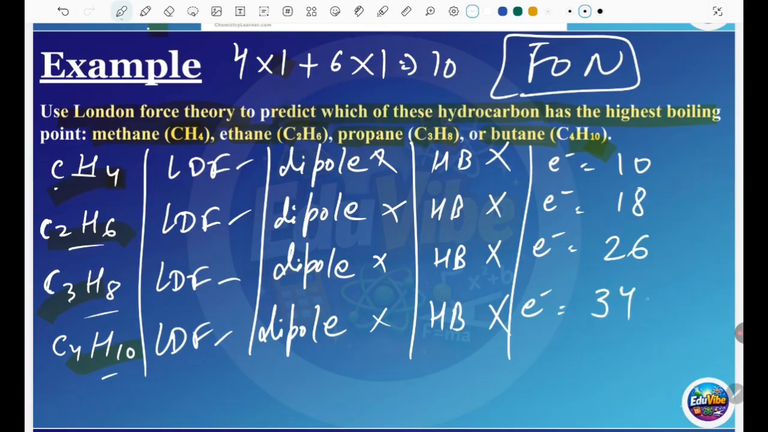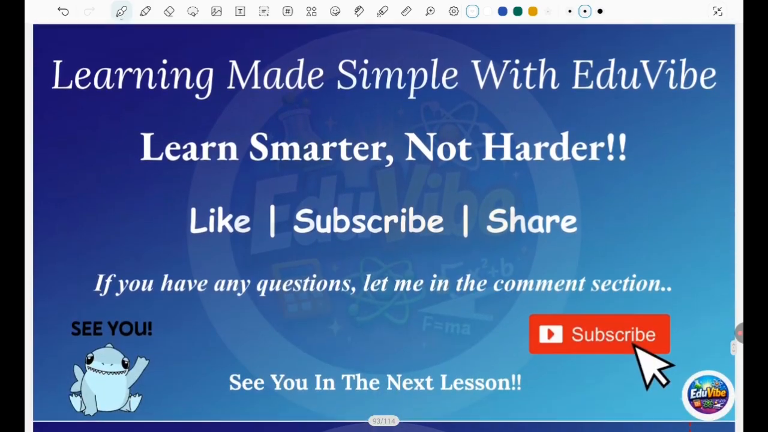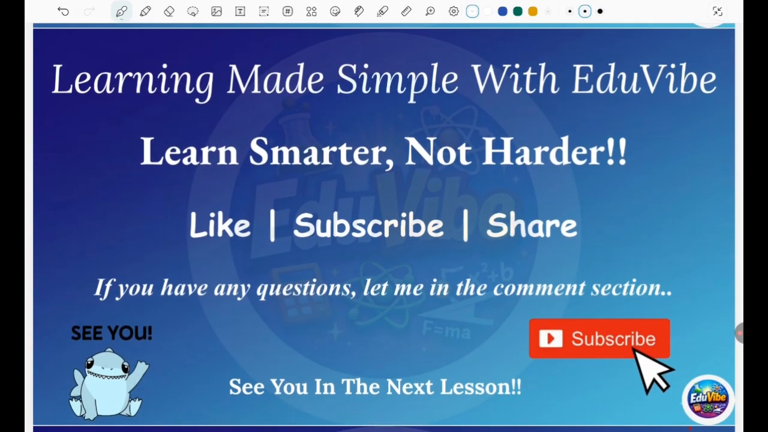So which one has the highest boiling point? So this one. And if we go upwards, we get the lowest boiling point too. So the highest boiling point we have in that case is of butane. So butane has the highest boiling point. So that's how you can find it. Sometimes you get dipole-dipole too, sometimes you get hydrogen bonding too, but in that case we only have that type of thing. So that's all for this lesson, or that's all for this unit 2.